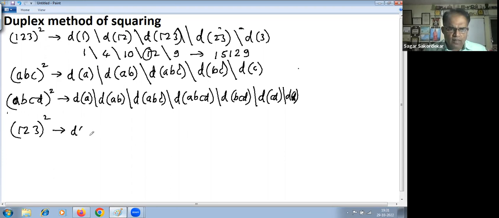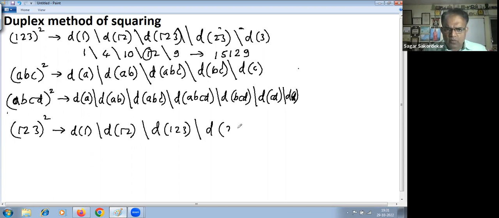Duplex of 1, duplex of 1, 2, duplex of 1, 2, 3, duplex of 2, 3, and duplex of 3. See here, duplex of A, duplex of AB, duplex of ABC, duplex of BC, and C. So when you solve, you have to directly write the answer. Duplex of 1 will be 1. Duplex of 1, 2 will be 2 into 1 into 2 is 4. Duplex of 1, 2, 3 is 1 into 2 into 3, that is 6, plus 2 square, 4. 6 plus 4, 10.